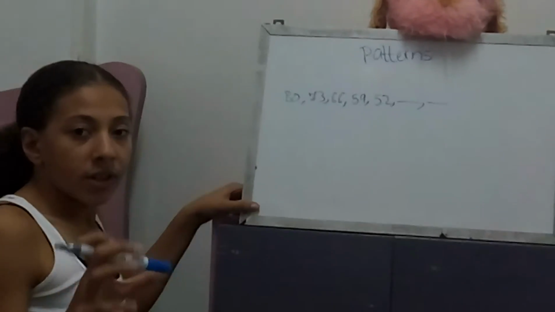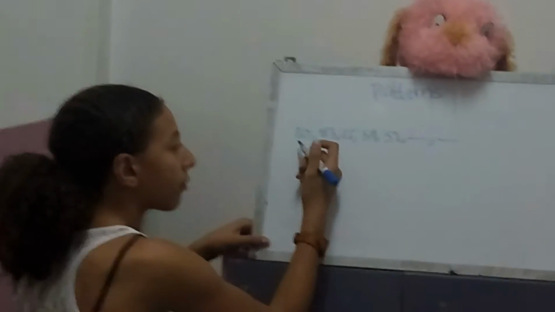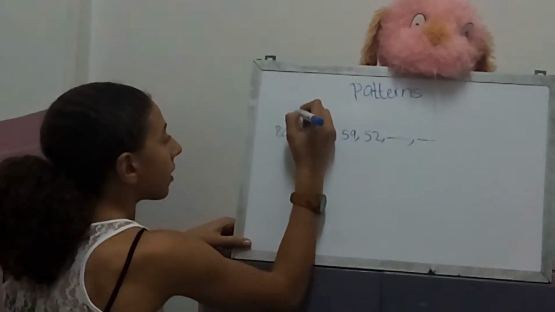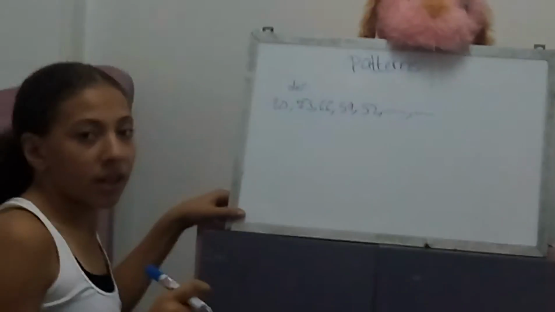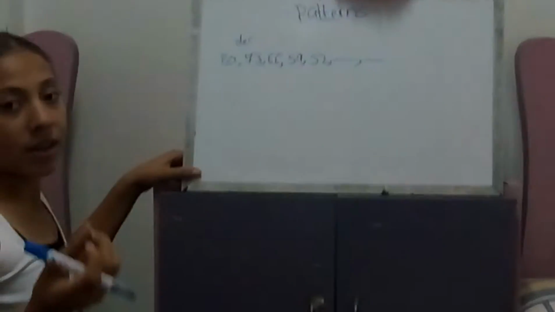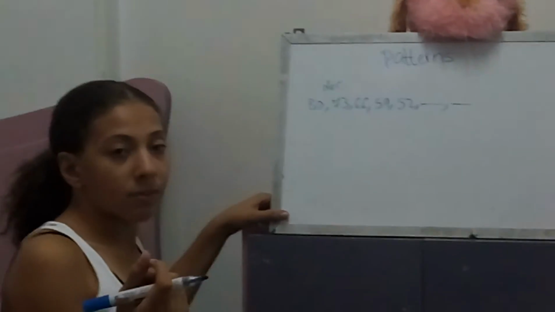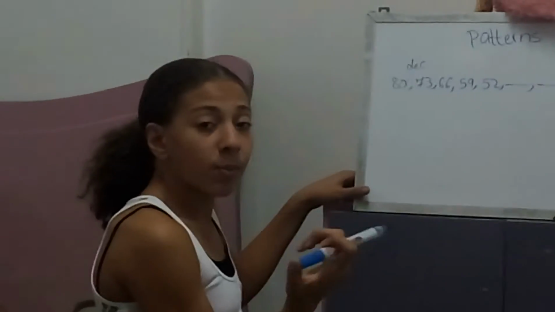So what do we do first? We see if the pattern is increasing or decreasing. In this pattern from 80 to 73, it decreases. Okay? So that's the first thing we need to get. When the pattern decreases, it either decreases by dividing or subtracting. So let's see if it subtracts first, because subtracting is easier than dividing.